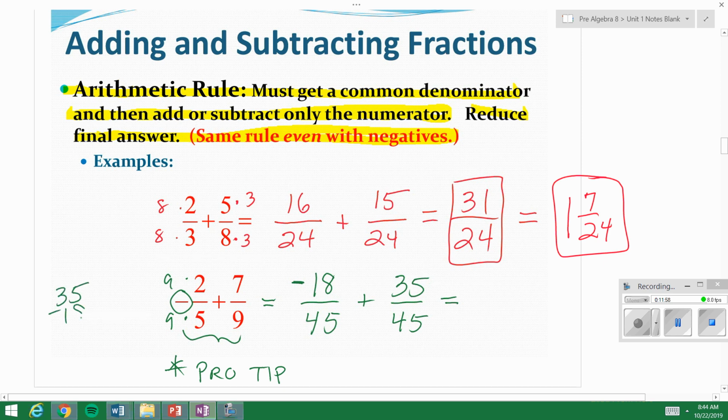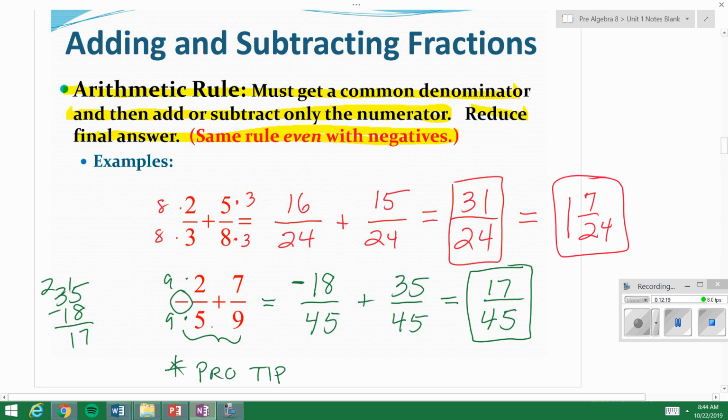35 minus 18. And you might know what this is already. This is 17, right? And the answer will be positive in this case, because 35's absolute value is larger, okay?